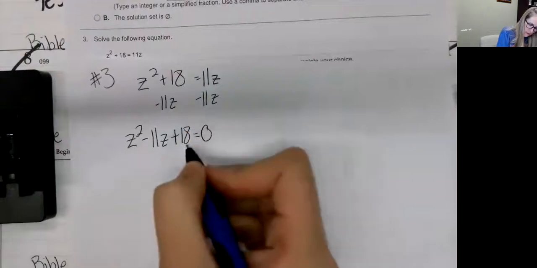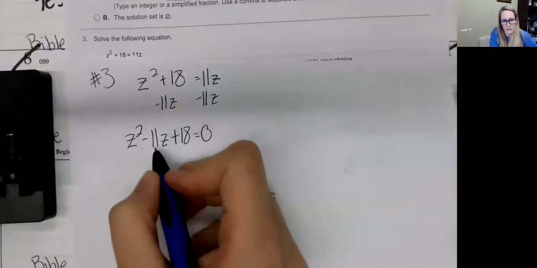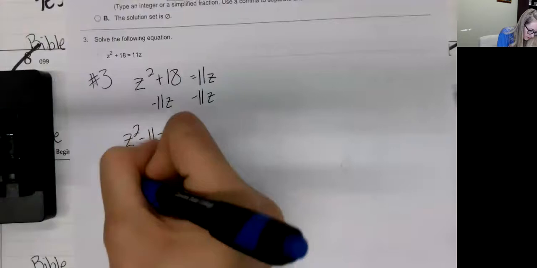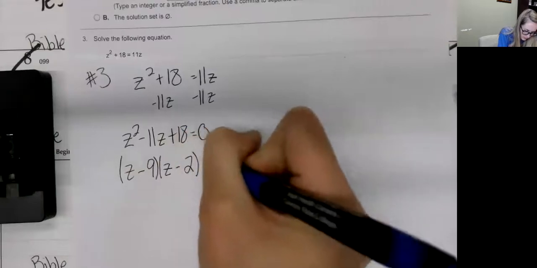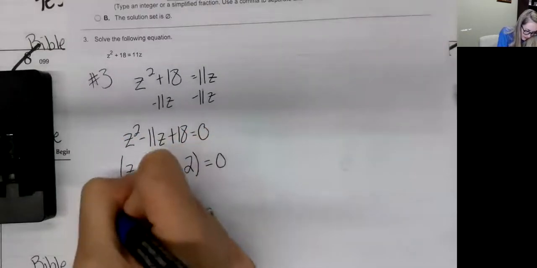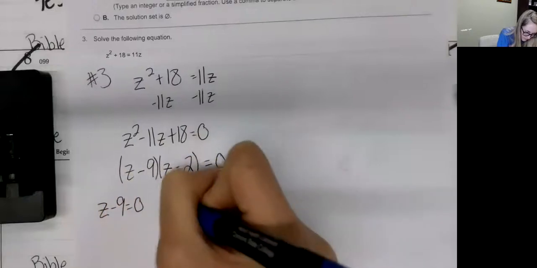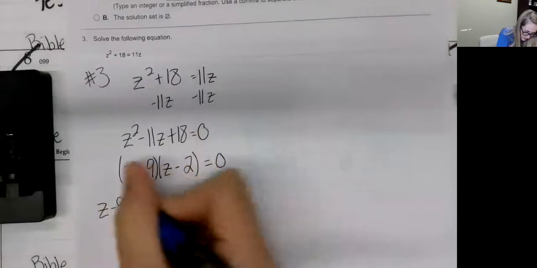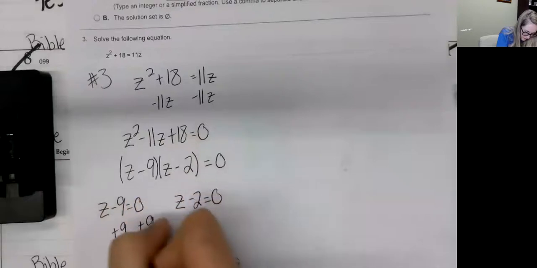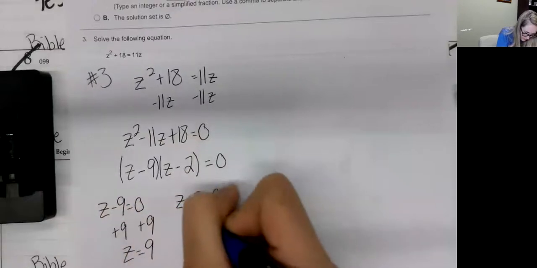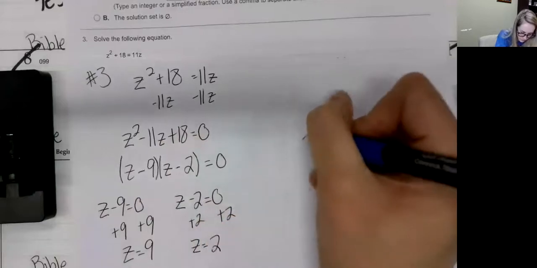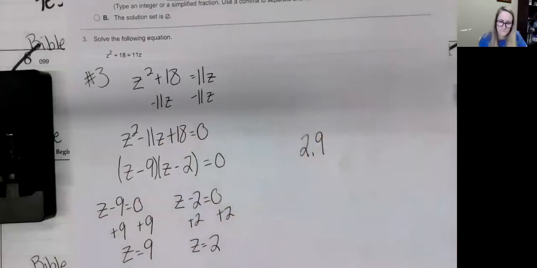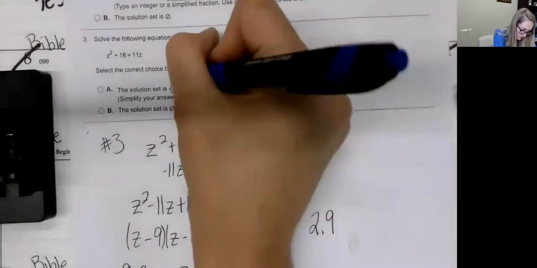Now I'm going to factor this. So factors of 18 that add to get 11 would be 9 and 2. So I'd have (z subtract 9)(z subtract 2). And then since it's factored, we'd break them apart. And my answers would be 9 and 2. Write those down.